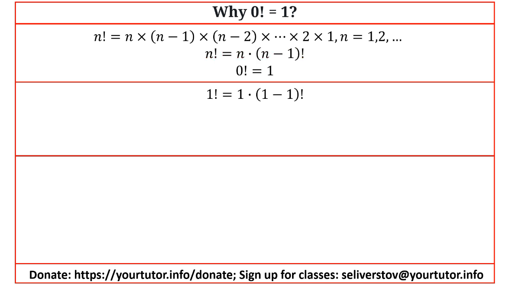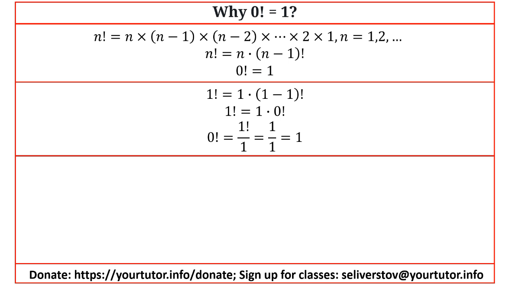It is equal to this. But then 1 factorial is equal to 1 times 0 factorial. This means that 0 factorial is equal to 1 factorial over 1. But 1 factorial is 1, so 0 factorial is equal to 1 as was agreed.